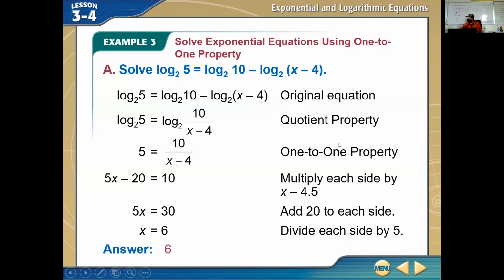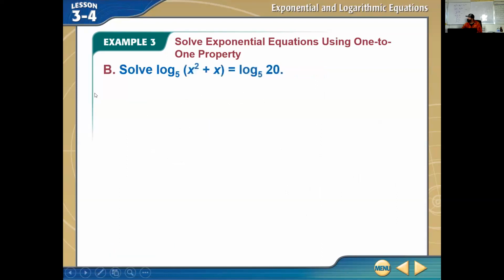I think I only have like 2 more examples to go over, but it should be pretty quick.